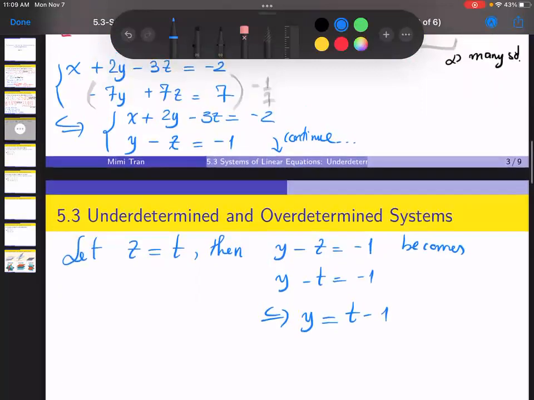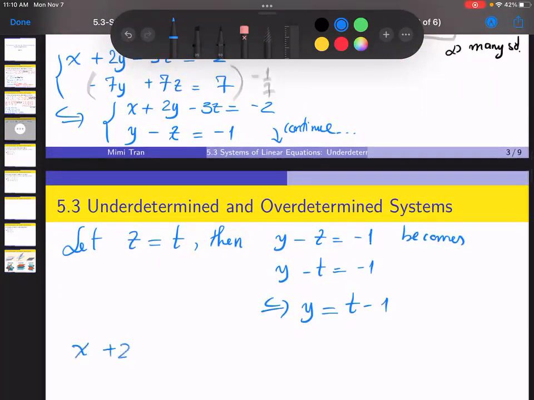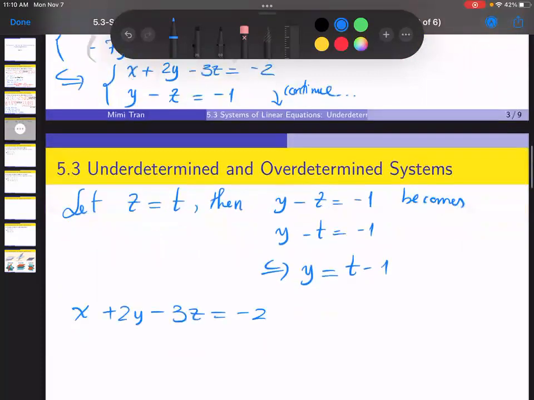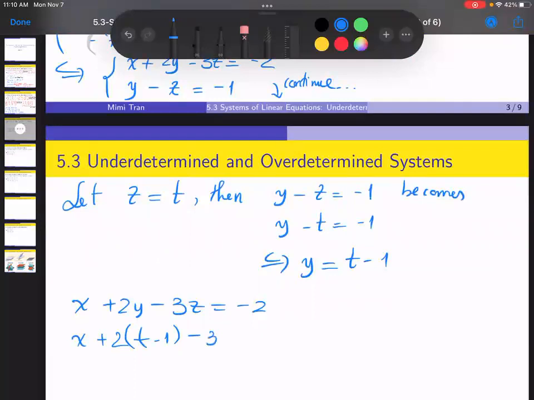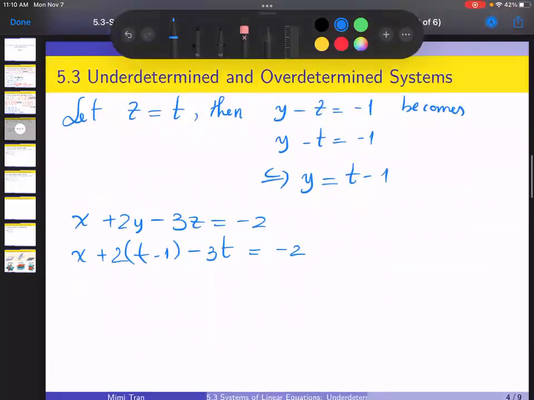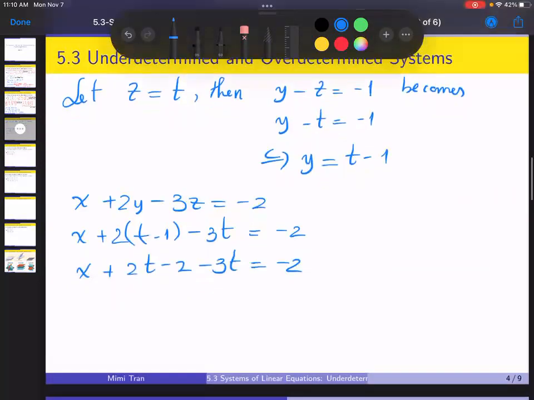All right. How do I solve for x? Yeah, plug into that one. x plus 2y minus 3z equals -2. x plus 2 times y, y is t minus 1, everything has to be in terms of t, minus 3z, which is minus 3t, equals -2. x plus 2t minus 2 minus 3t equals -2. 2t minus 3t, that's -t. Add 2 to both sides, the -2 cancels. So x equals t.